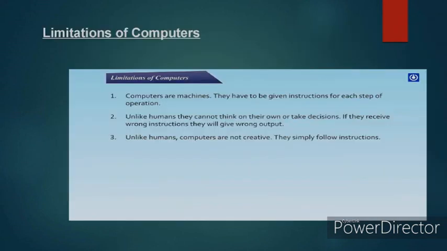Now the last topic, limitations of computers. First, computers are machines. They have to be given instructions for each step of operation. Second point, unlike humans, they cannot think on their own or take decisions. If they receive wrong instructions, they will give wrong output. Third, unlike humans, computers are not reactive, they simply follow instructions.